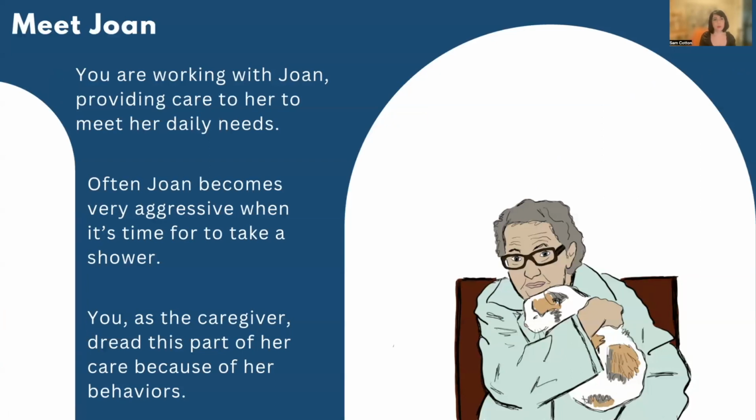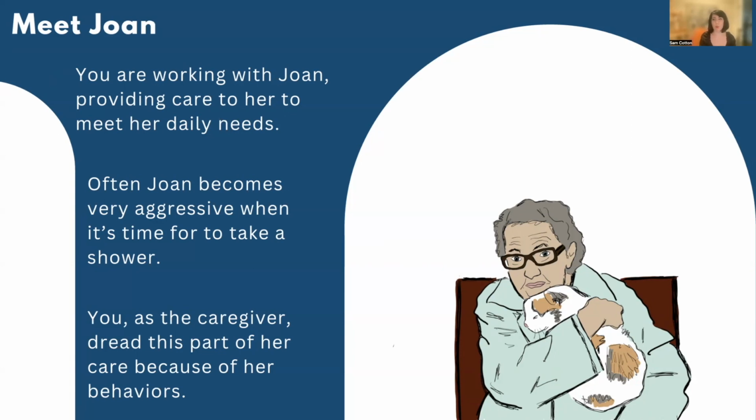And so let's talk about Joan for a minute. Joan is a person with Alzheimer's disease that you're working with. You're providing care to her, helping her really with those activities of daily living to meet her daily needs. So doing things like helping her with food, helping her with medications. But one of the other things that you're also helping her with is grooming and showering on a regular basis.